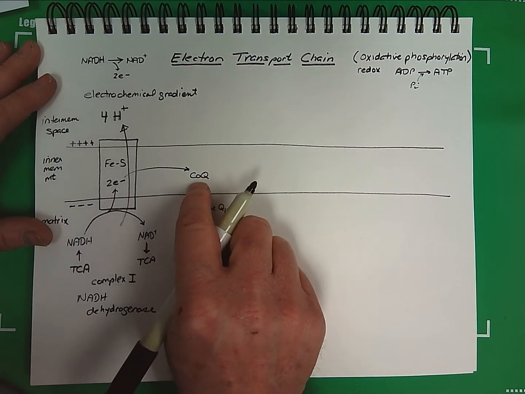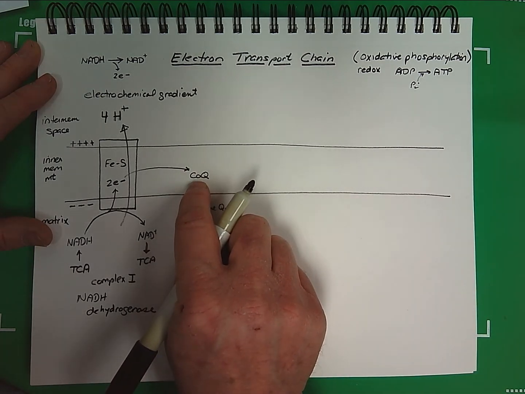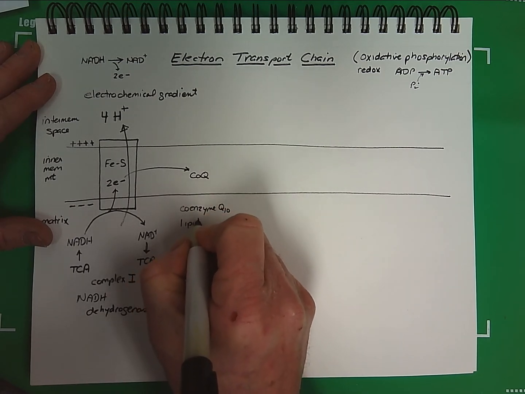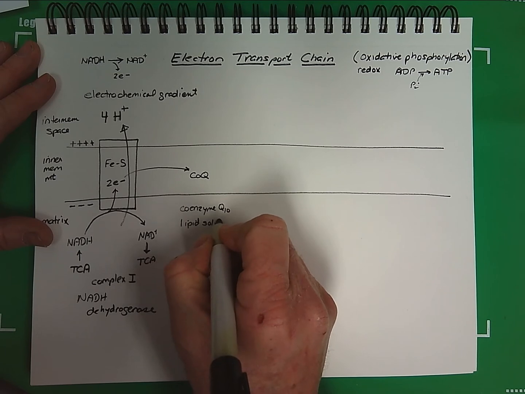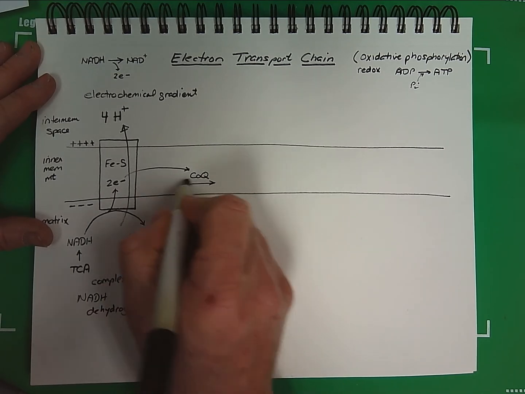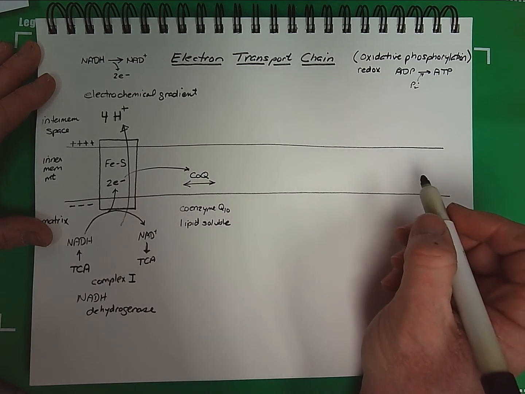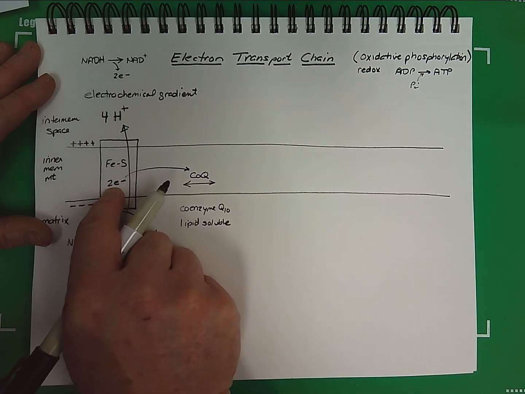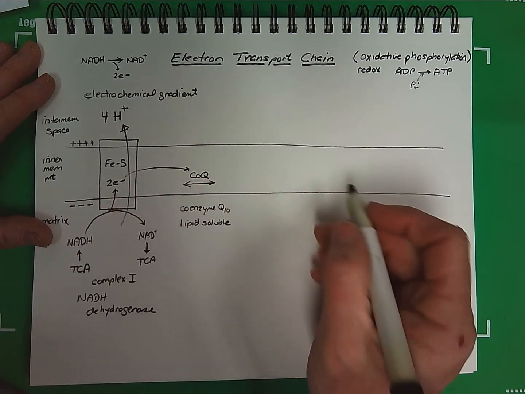Now, once the electrons are associated with CoQ, CoQ is a lipid-soluble molecule. So that means it can diffuse readily within the membrane itself. And so the job of CoQ is to just transfer the electrons from complex 1 to the next complex.